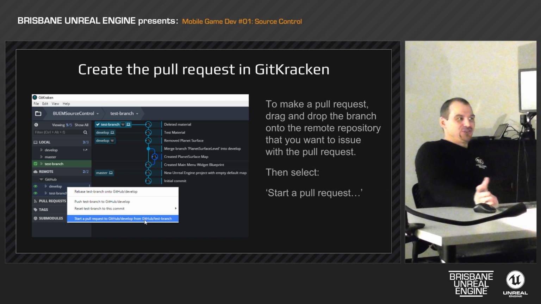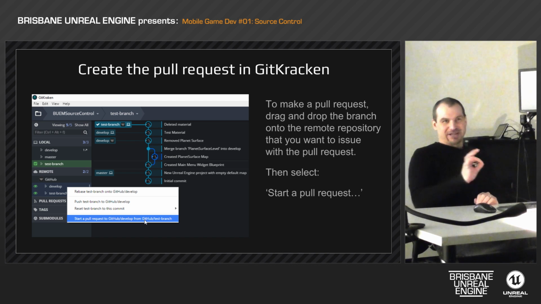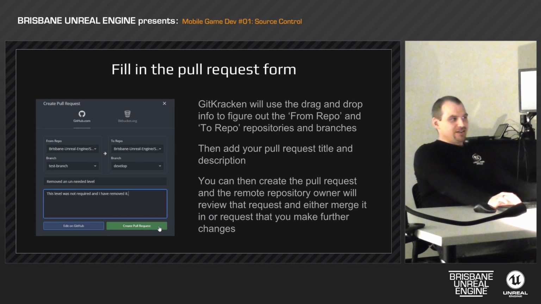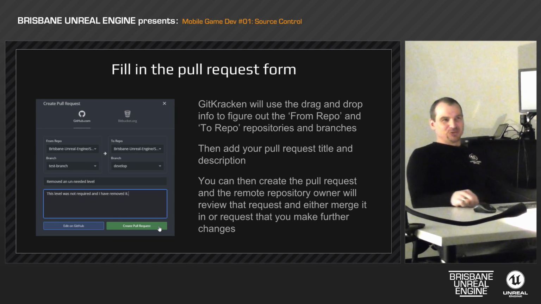Then in GitKraken, once you've made your changes to create the pull request, you simply drag and drop that branch change onto the remote, and then you can choose to start a pull request. We need to fill in a little form. When you do a pull request, it's a little bit more formal than just making changes as you go.